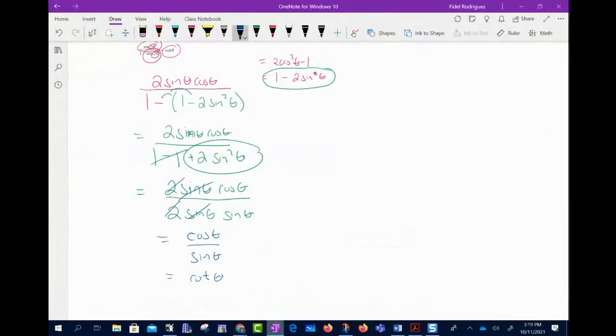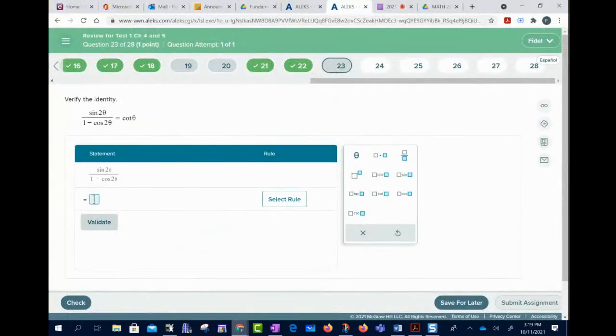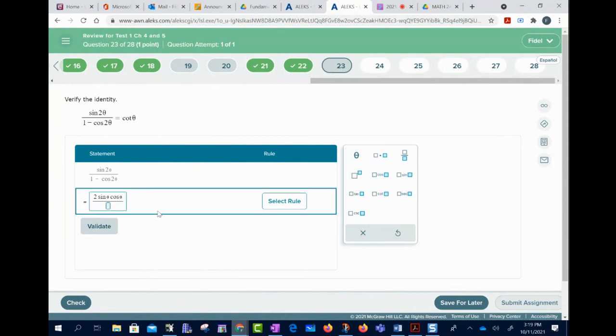So if I come back here, y'all, look at the first thing we did. We used double angle formulas, right? So let's come back over here, and I'm going to put a fraction first. We're going to say 2 sine theta cosine theta over 1 minus parentheses 1 minus 2 sine squared.